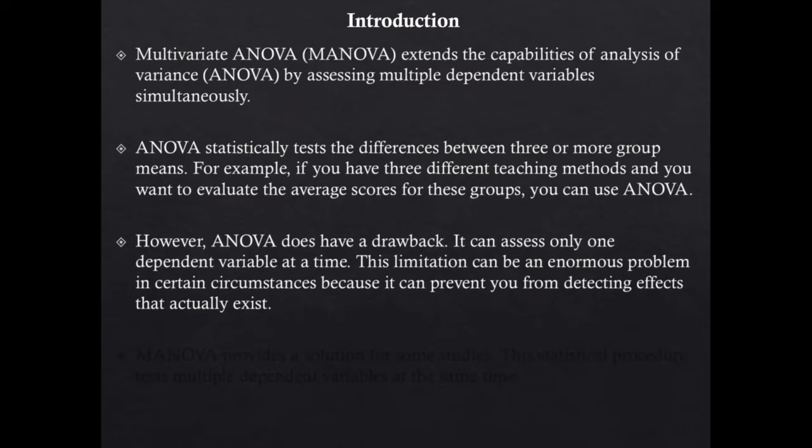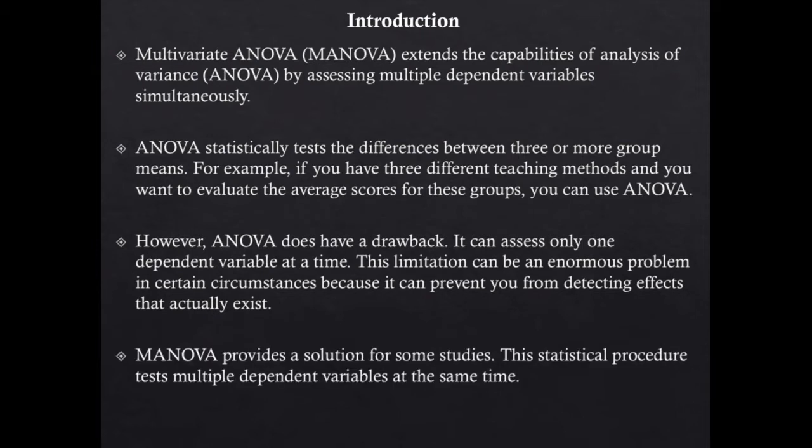For example, if you have 3 teaching methods and you want to evaluate the average scores for these groups, you can use ANOVA. However, ANOVA does have a drawback. It can assess only one dependent variable at a time. This limitation can be a really big problem in certain circumstances because it can keep you from seeing or detecting effects that are really there.